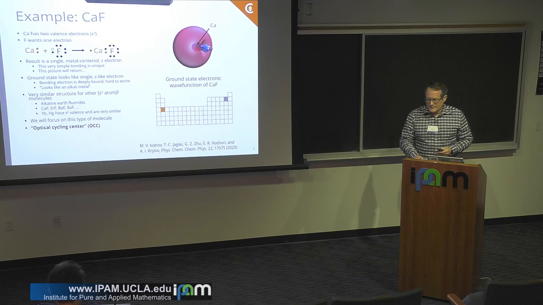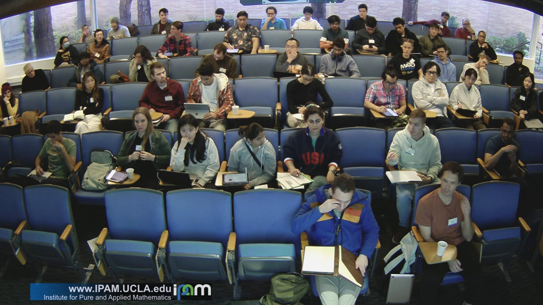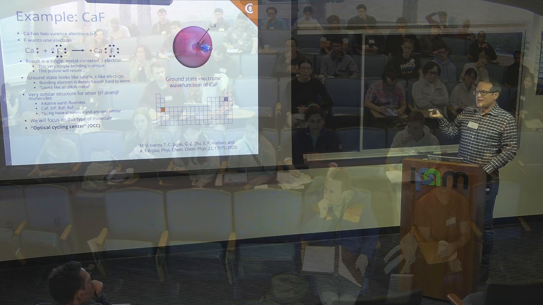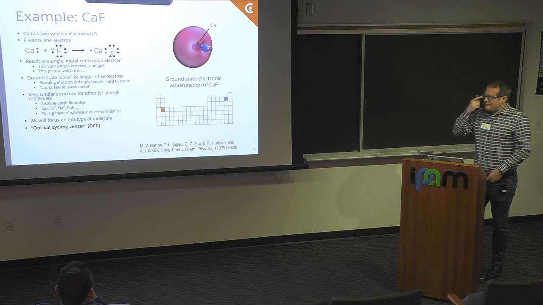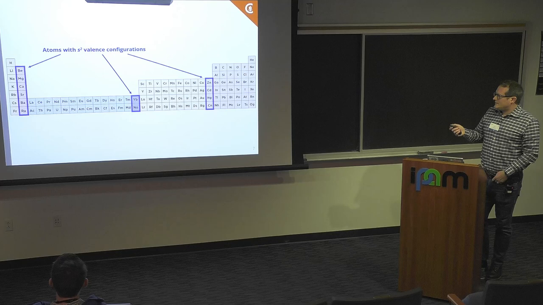By saying that the ground state has an S-like electron, do you mean like HOMO orbital? I'll show some energy level diagrams of this molecule later. Yeah. Any other questions?